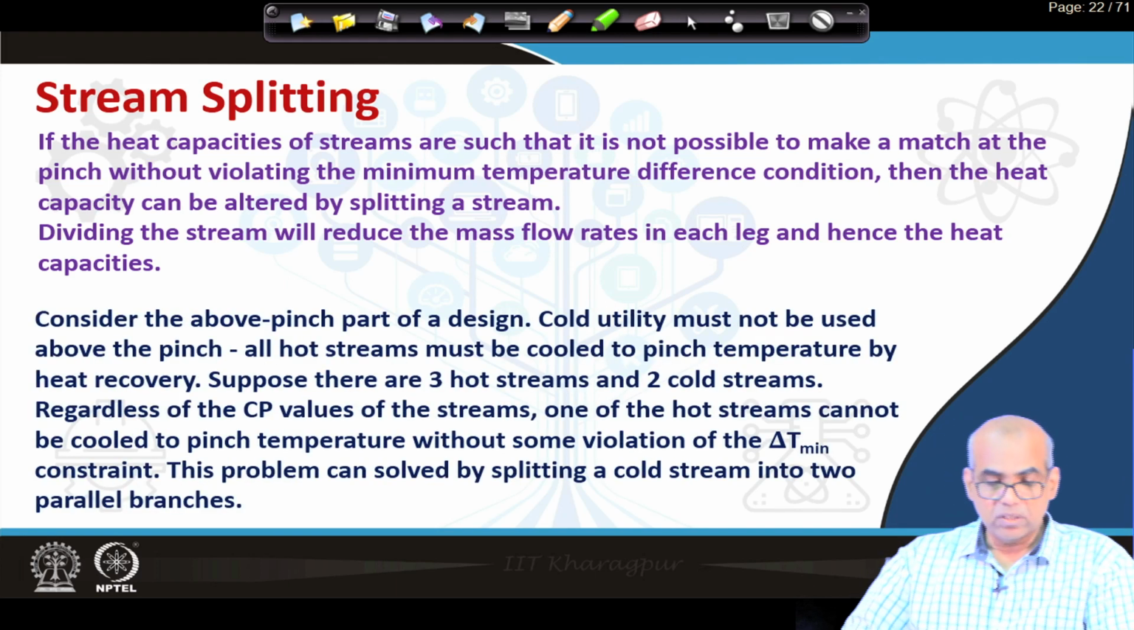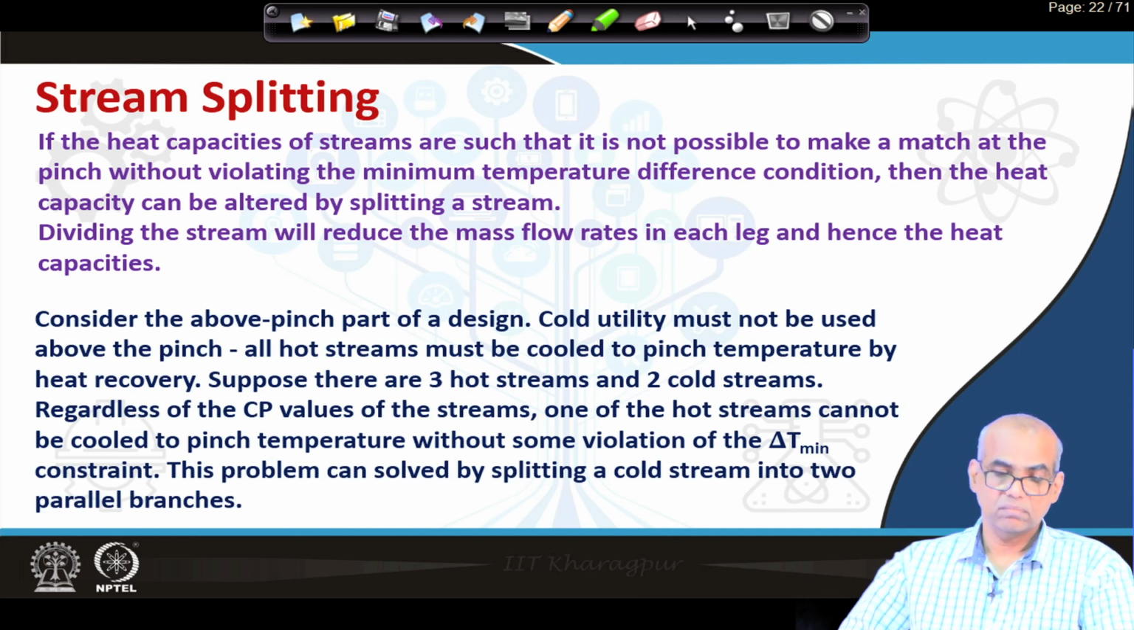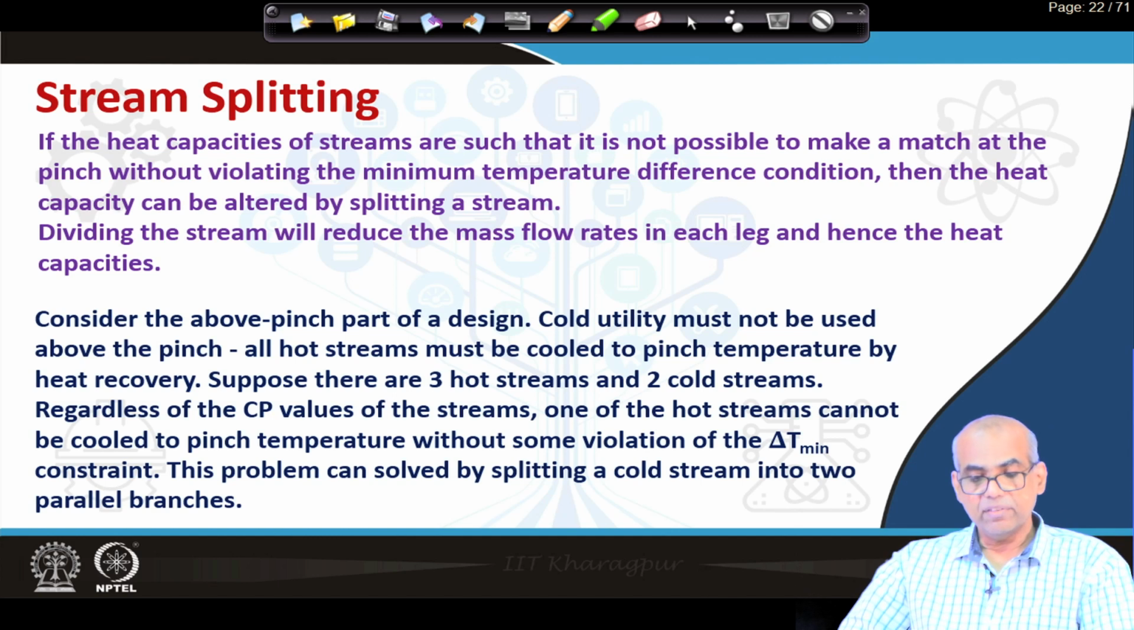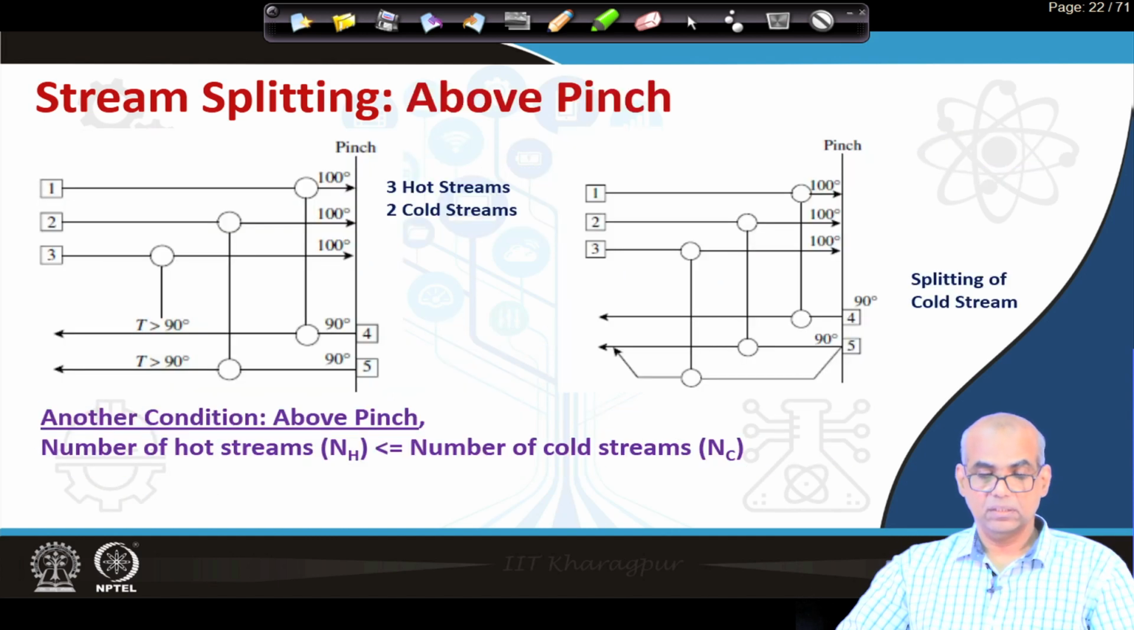Consider a case above the pinch. Above the pinch we must not use cold utility. So, all hot streams must be cooled to pinch temperature by heat recovery only. Suppose there are 3 hot streams and there are only 2 cold streams. So, regardless of the Cp values of the stream, one of the hot streams cannot be cooled to pinch temperature without some violation of delta T minimum. Now, this problem we can resolve by splitting a cold stream into 2 parallel branches as shown here.